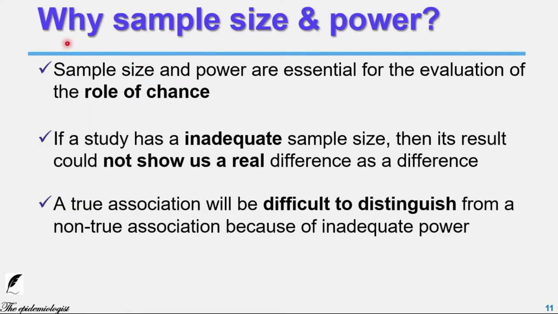Why is there a sample size and power? Sample size and power are essential for evaluating the role of chance. If a study had an inadequate sample size, its results could not show us a real difference. That is, if there is inadequate power in the presence of an association, it will tell us that there is an absence of an association. Because of inadequate power, a true association will be difficult or impossible to distinguish from a non-true association. Adequate power is important for determining an adequate sample size to show a real association.